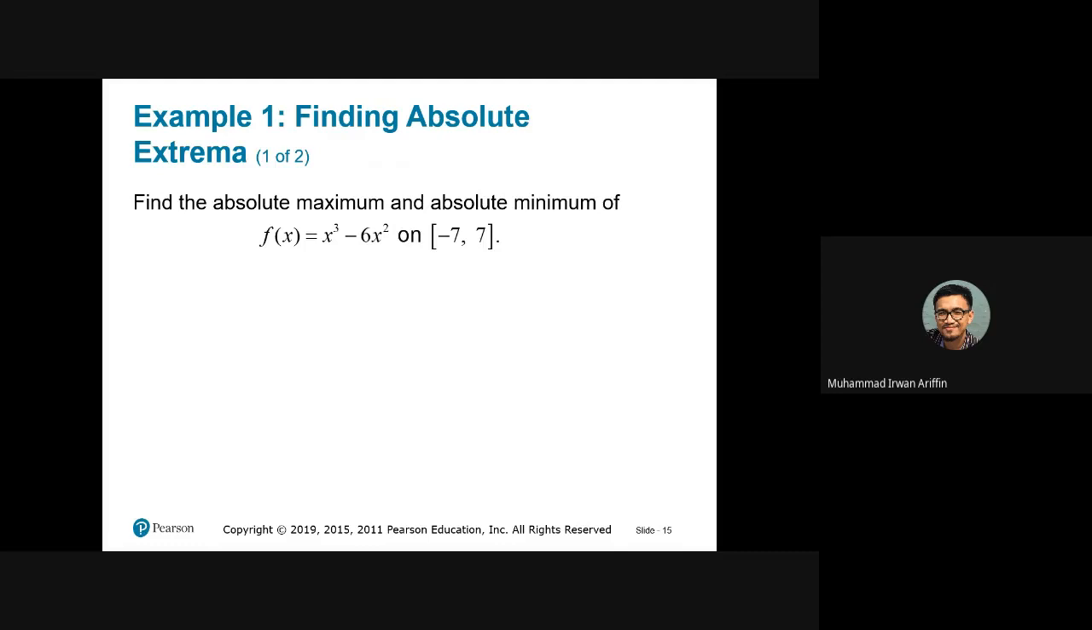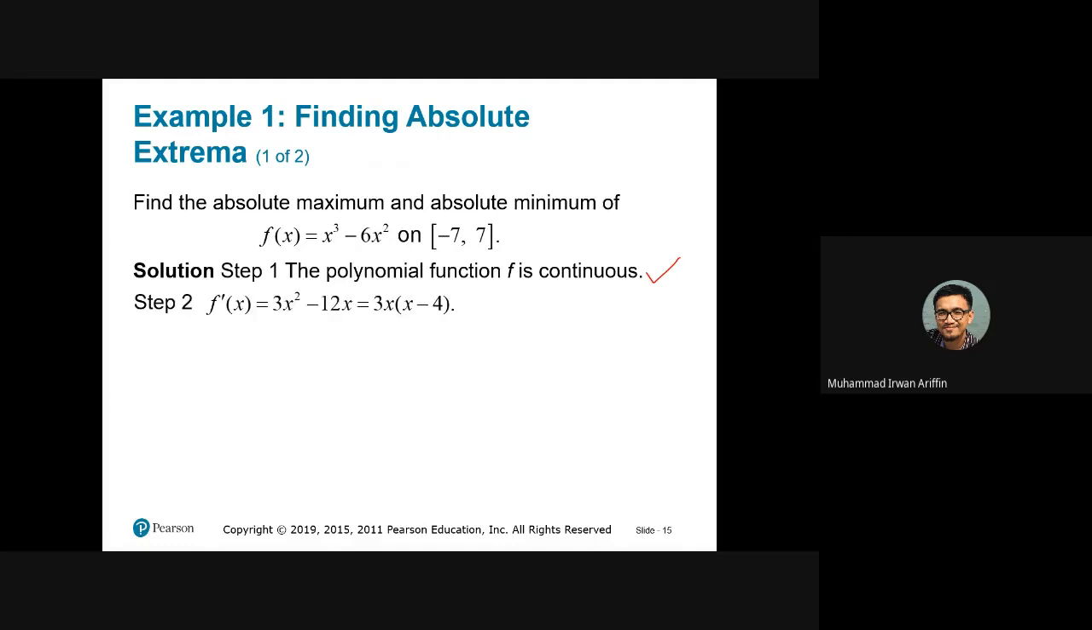So let's have a look at this example. Let's say we have this cubic function, x to the power of 3 minus 6x squared, on this interval, -7 and 7. Step number 1, we need to check whether this polynomial function is continuous. Yes, it is a polynomial function, so the function is continuous and defined throughout this range. Step number 1, done. Now, step number 2. We simply need to find the critical numbers.